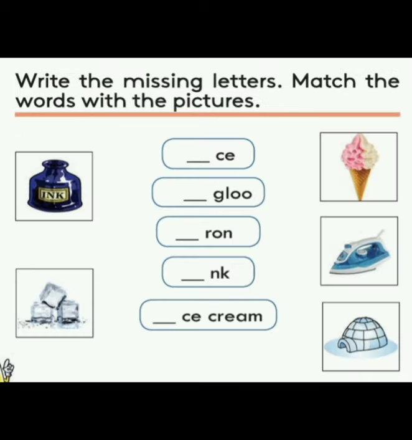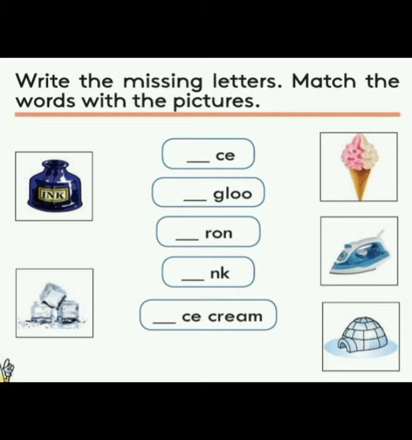Children, you have to write the missing letters. Write the missing letters, match the words with the pictures. You have to do 2 things here. First you have to write the missing letter, then you are going to match the words with the proper pictures. So what are the pictures given here? In your left hand side, an ink bottle and some ice cubes. Ink bottle and ice cubes.